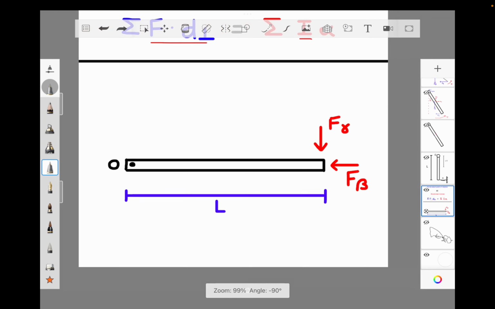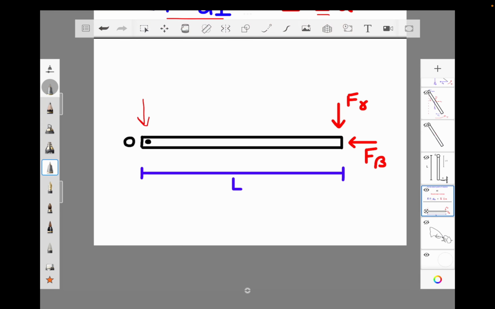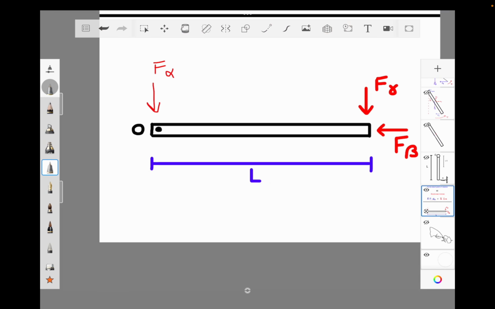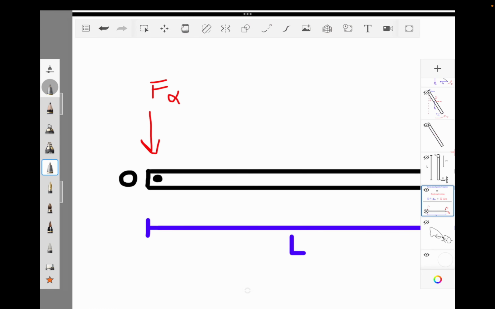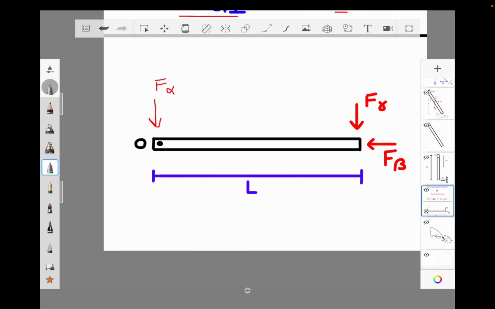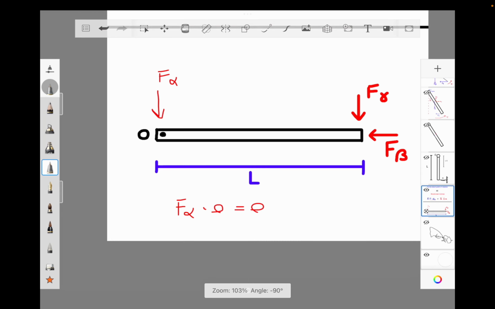All right, and then right here, I have this point of rotation. Oh, I could do one here as well. And so it's saying, what would be the torque from each force. So let's say this is F alpha. The torque from F alpha would be 0 because there is no distance from the point of rotation, so it'd be F alpha times 0, which is 0.